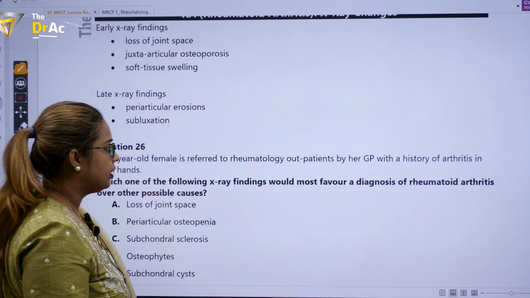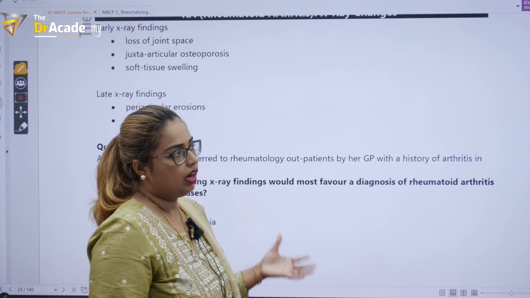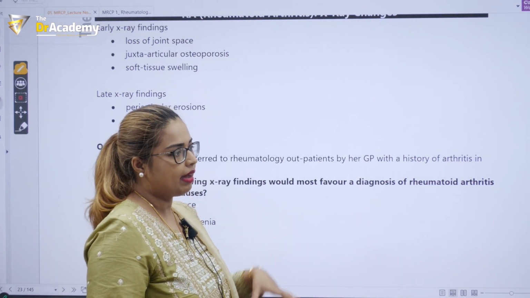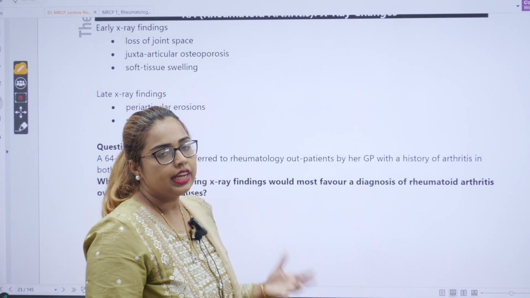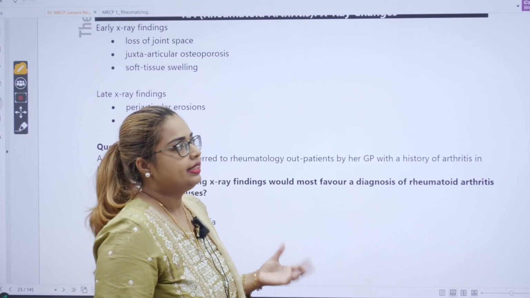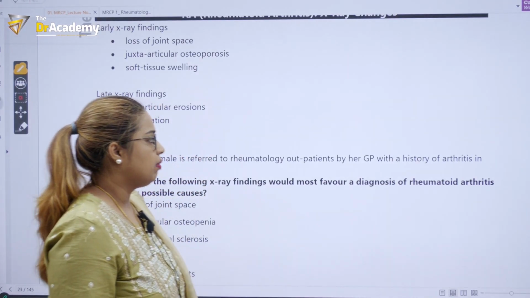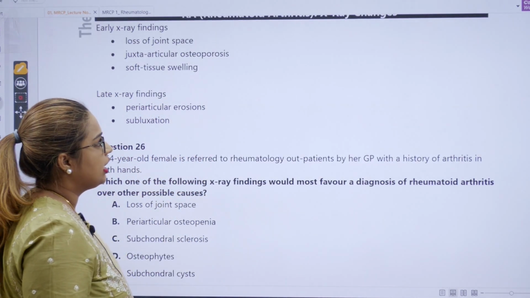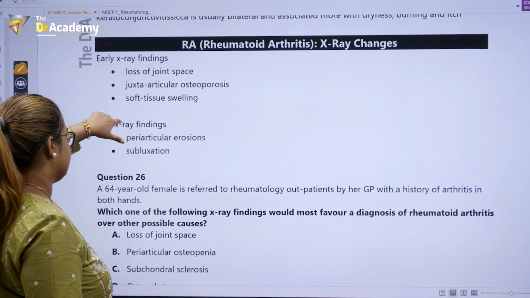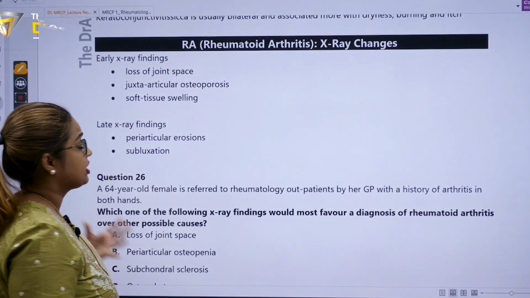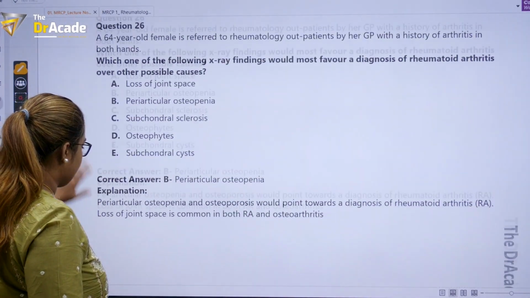In your MRCP part 1, you will not get any pictures attached to your question, so don't worry about the pictures. When we take the preparation for MRCP part 2, then I will discuss and show you different kinds of pictures from rheumatology. So pictures are not important for MRCP part 1. Just remember this criteria: there will be loss of joint space and juxtaarticular osteoporosis, and there are some deformities. Just these are enough for part 1.